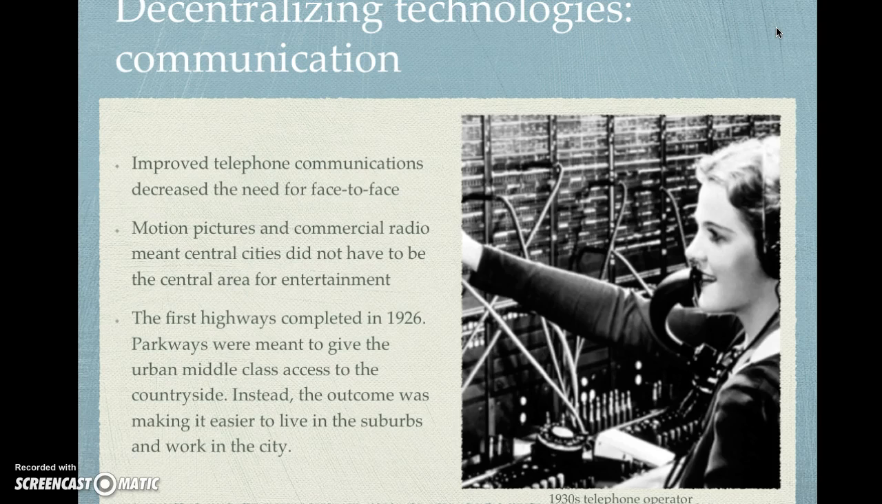And then the first highways were completed in 1926. This plan backfired a little bit, because you've heard of a parkway, like a highway, a freeway, a parkway. Well, parkways were supposed to give the urban middle class access to the countryside. Earlier cities were places of just the built environment, not a lot of green space or recreation space, so they said, okay, let's build these parkways so that the urban middle class could go to the countryside and get away from the city a little bit. But the reason I said it backfired is because the outcome was that it actually made it easier to live in the suburbs and work in the city.